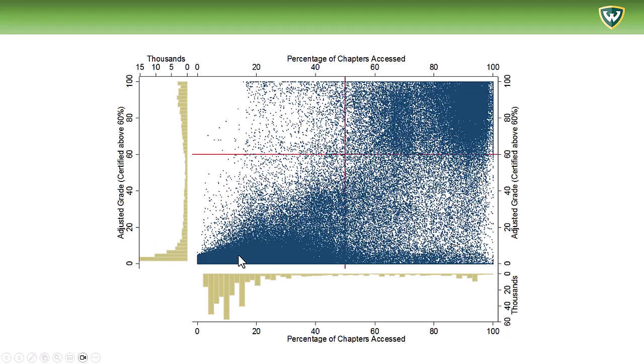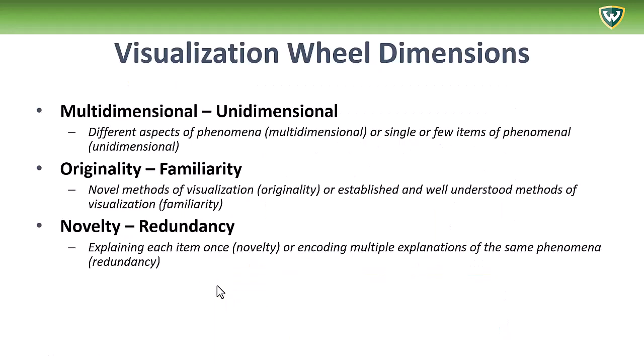And the histogram is reflecting the density that we see here. So you see a lot of density, and we kind of break it up on a histogram to also visualize. And we actually have the thousands of frequency, right? The histogram is the frequency, and this is the frequency of students. So how many students are in this over here for the grade, and then here for the chapters accessed. So I would say it's multidimensional with 3 dimensions.